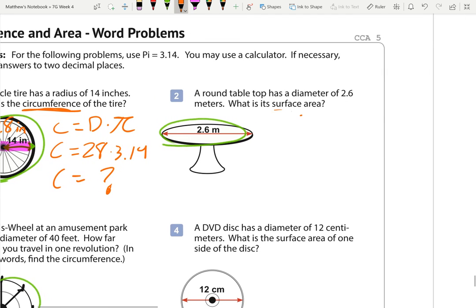Next one here, it's asking for area. It says surface. That's just telling us that we're talking about the top of the table and not this body part, okay? So you can kind of ignore that word surface because you know what it's talking about. What is the area of that circle on top? Well, we have 2.6 meters for our diameter. So what would the radius be? Because we need that to solve the area. And you see in this picture, it's a little bit of an oval, but that's just because it's trying to give you a side view. It's actually a circle, okay?